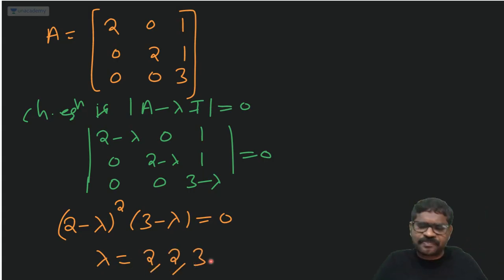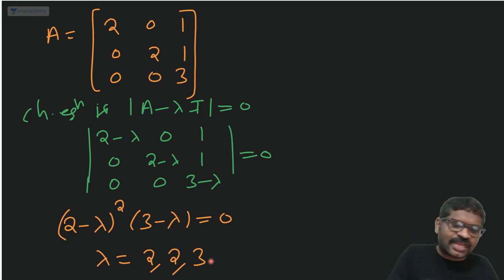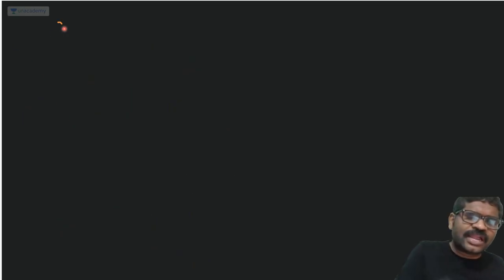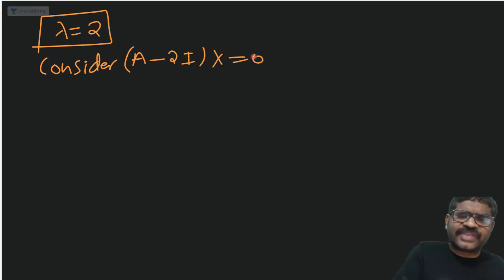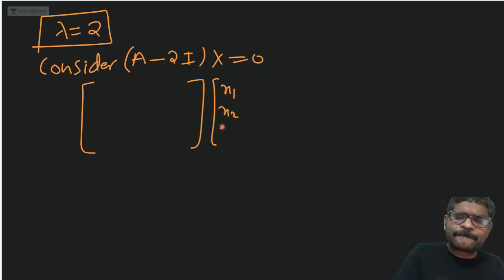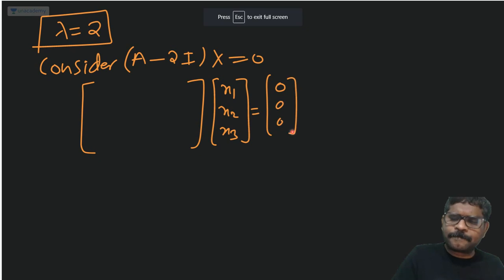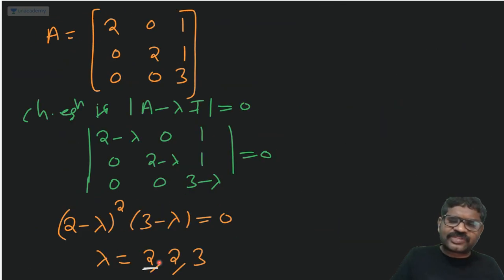Please concentrate here. Here, two eigenvalues are the same. One eigenvalue is distinct. Corresponding to 2, I am going to find the eigenvector. Lambda equal to 2. Consider (A minus 2I) x equal to 0. Put lambda equal to 2 in A minus lambda I.